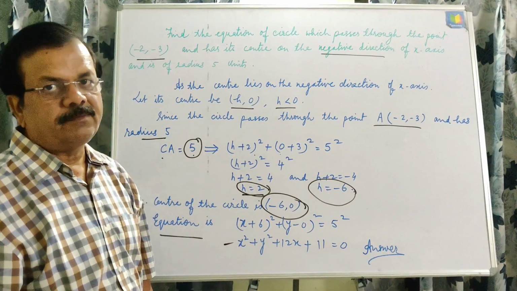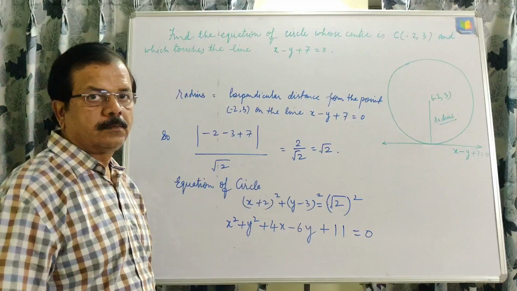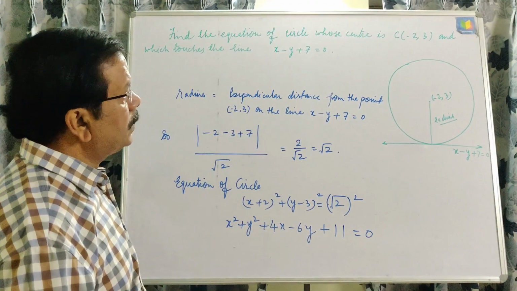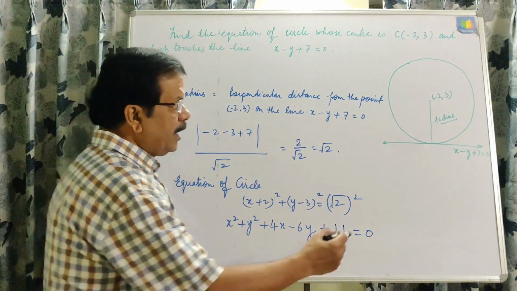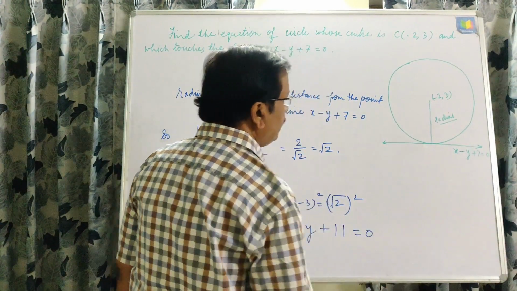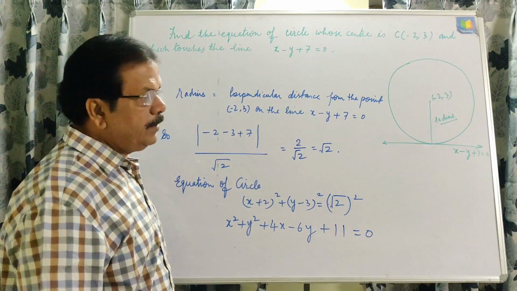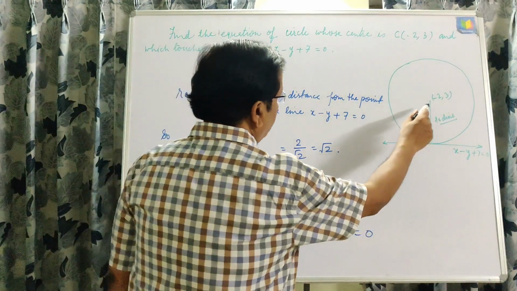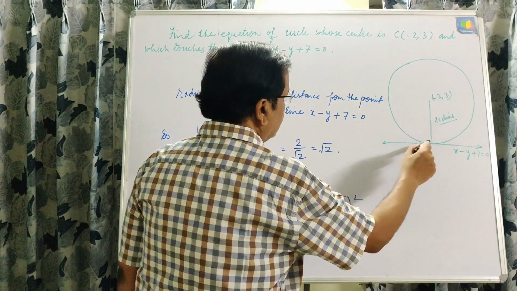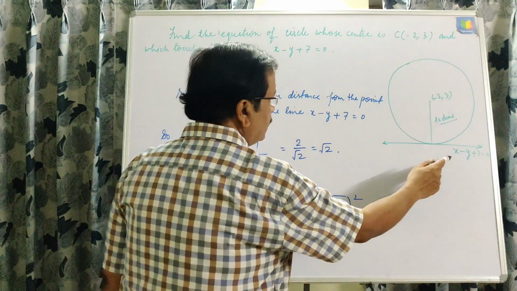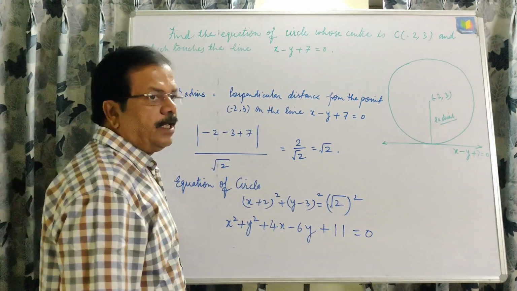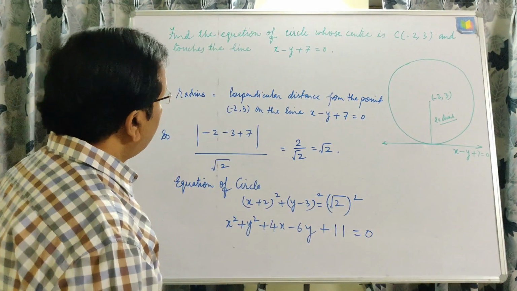This way we get the equation of circle. Now next question, find the equation of circle whose center is (-2, 3) and which touches the line x - y + 7 = 0. We know that if we draw a perpendicular from the center to the line, then this will be the radius, because the line is a tangent to the circle and this is the property, and that is why this will be the radius.